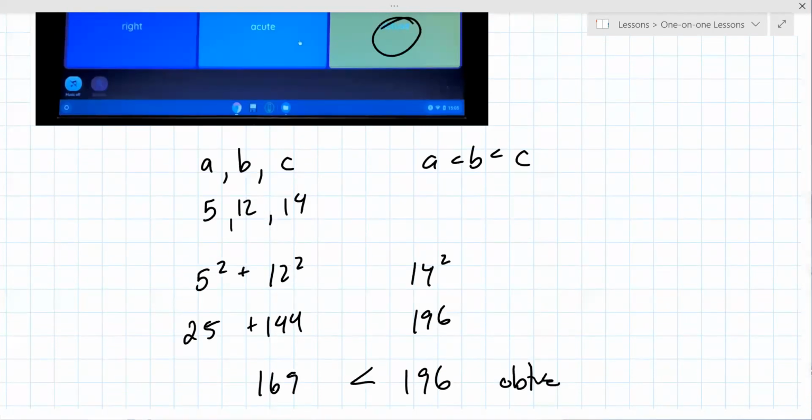Do you want me to draw the picture, or is that clear enough for explaining that? That's clear enough. Okay.